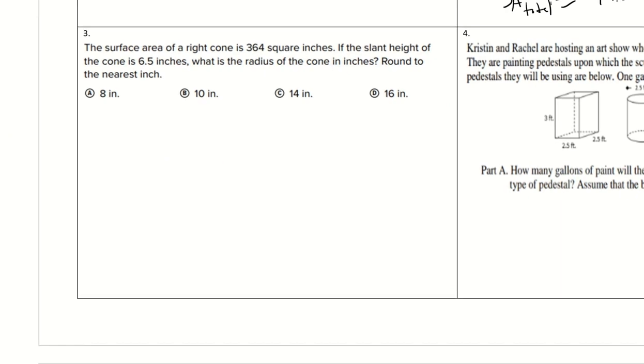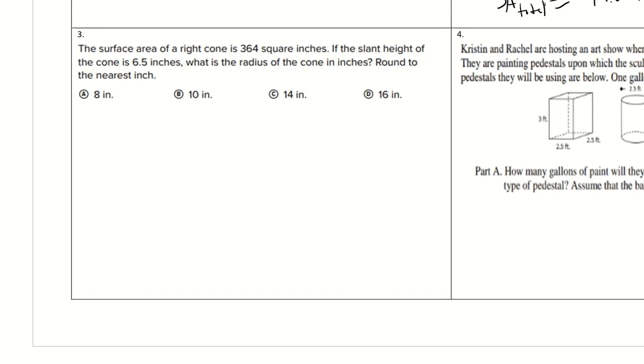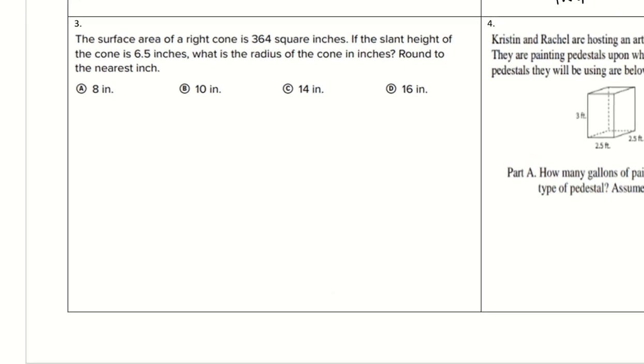All right, so that's number 2. Let's do number 3. The surface area of a right cone is 364 square inches. If the slant height is 6.5, what is the radius of the cone? Okay, so this time we're going to do the whole thing. We need the surface area of the cone, which is pi r squared plus pi r l. So this time we're doing the whole thing. There's no restrictions on what we're going to do.